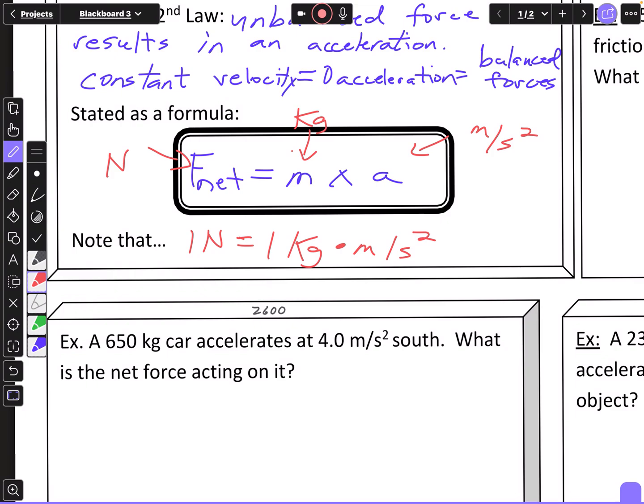So if we're talking about force, we could always refer to the force of this as 20 kilograms times meters per second squared. But that's just a lot to write, so we shorten it up and call it a newton. But make sure you know this. Put a big star by this. This will be a test question.